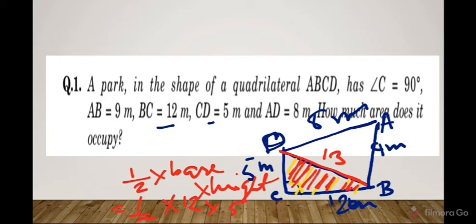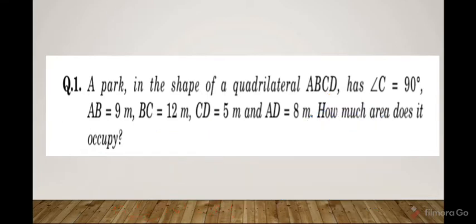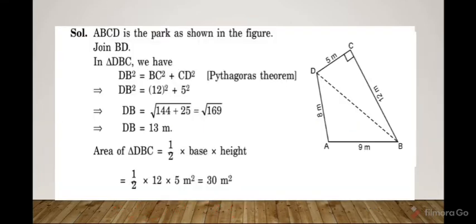For triangle ABD, you have three sides as 8, 9 and 13. Just use Heron's formula and you will get the area of this triangle. Then just add the areas of triangles ABD and BCD, and you will get the area of the whole quadrilateral. So let's check the solution.